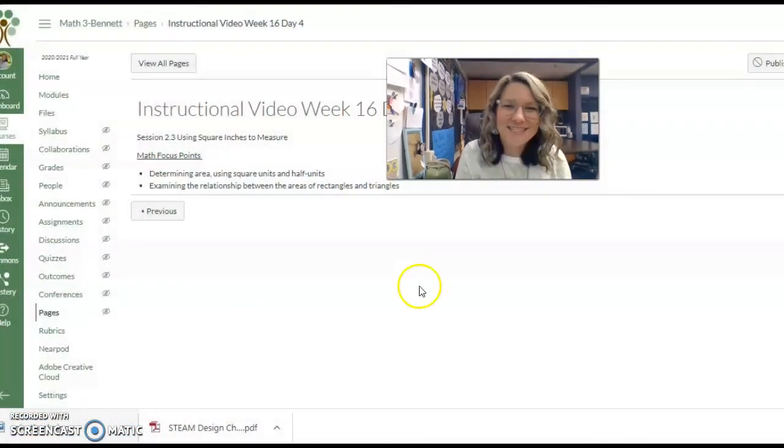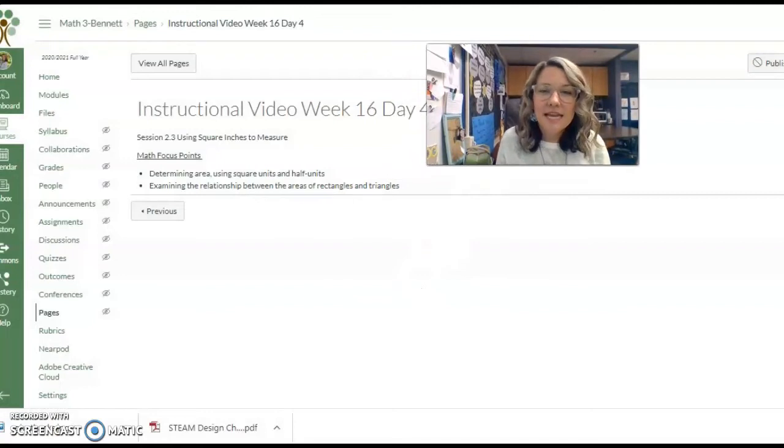All right, my third grade mathematicians, I'm excited to continue our discussion of area with you. So we are going to review our math focus points for today's lesson and then we'll get started. Today we are going to be determining area using square units and half units. We're going to be talking about how, when we put square units together, what the area of the shape will be. We're also going to be focusing on examining the relationship between the areas of rectangles and triangles. Okay? All right, so we're going to continue thinking about area and about square units.